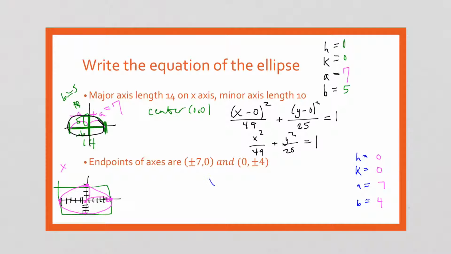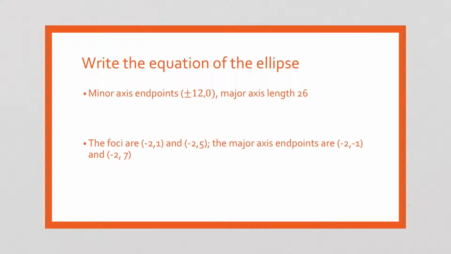H and K is 0. So I'm going to have x squared plus y squared. Skip that step here. And it always equals 1. Now A is 7. So 49. B is 4. So that becomes 16, because remember on our formula it says a squared and b squared. Here's a couple more.